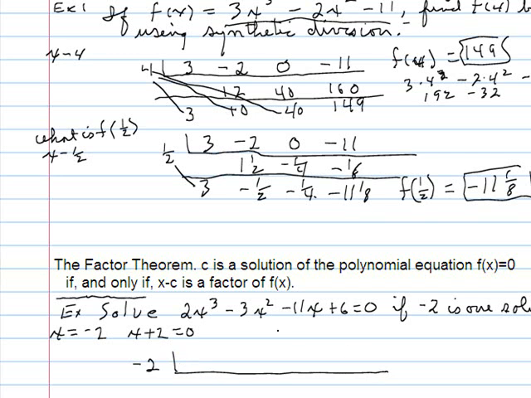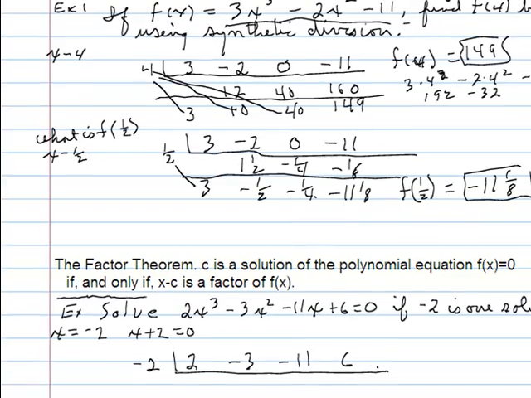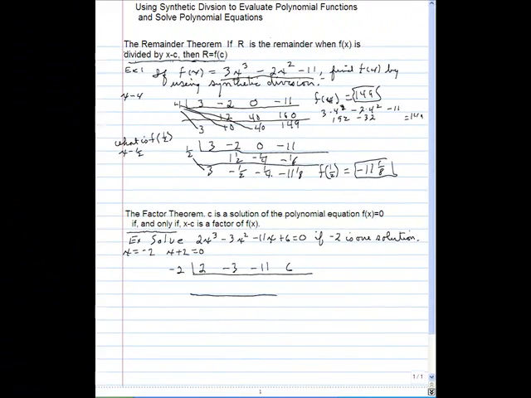So we set it up. This time we don't need a placeholder. We have 2 for the x cubed, negative 3 for the x squared, negative 11 for the x, and 6 for the x to the 0, so we didn't miss any power of x here. Well, let's go ahead and divide this to see how this breaks down.